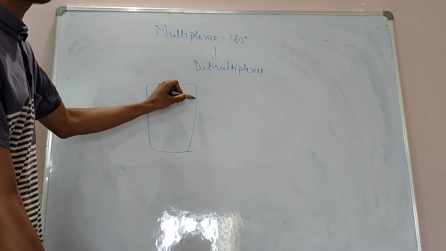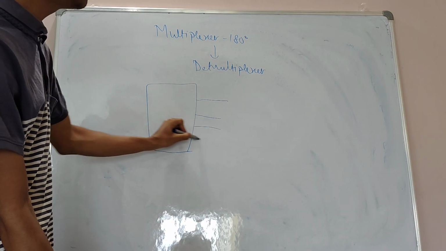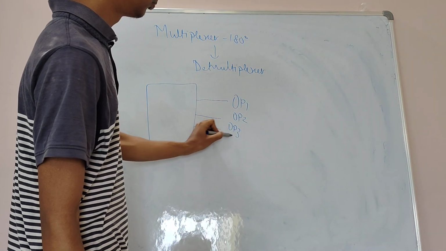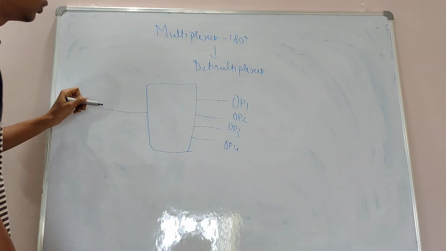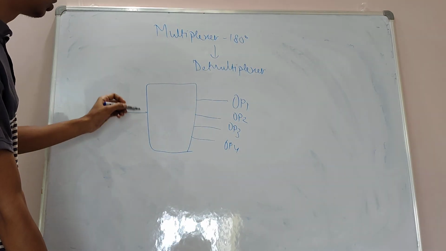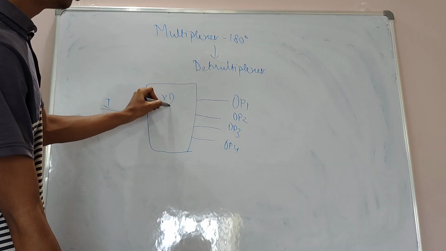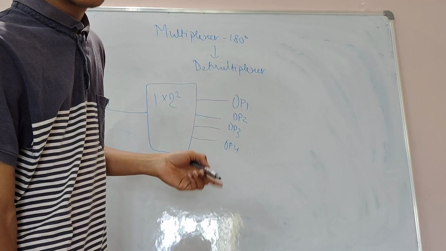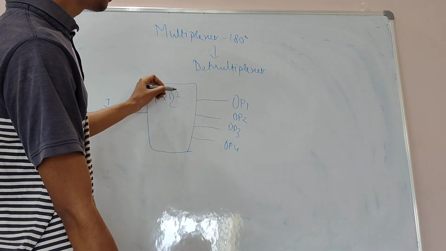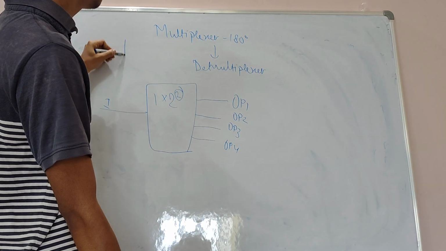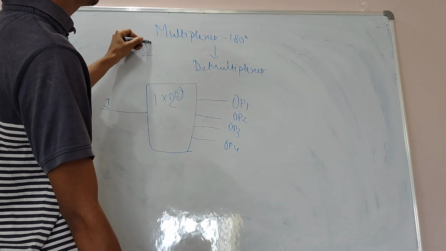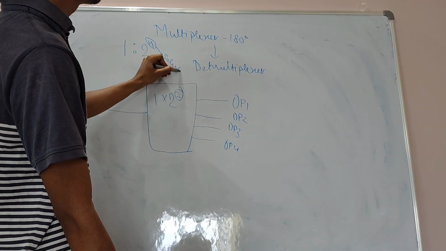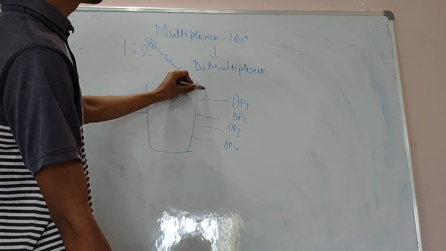Suppose this is my demultiplexer and I have here 4 outputs, and this is my 1 input. So this is a 1 into 2 to the power 2 demultiplexer, and it has 2 selection lines. It follows a 1:2 to the power n input-output ratio, where n is the number of selection lines, right?